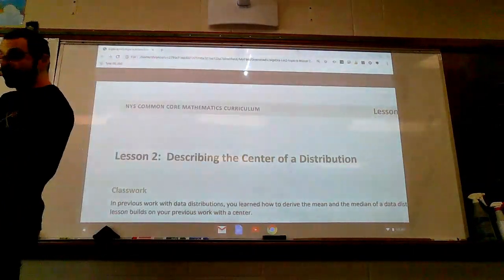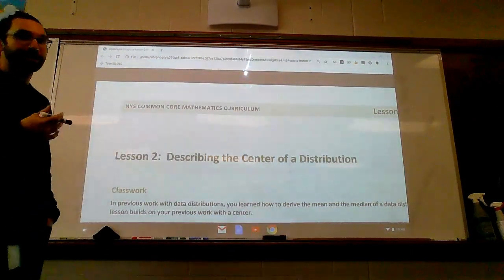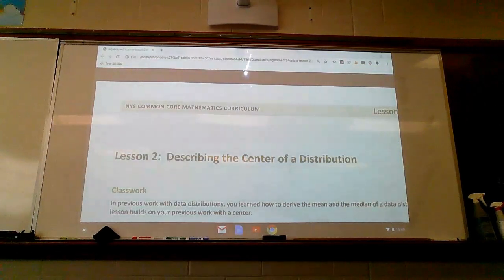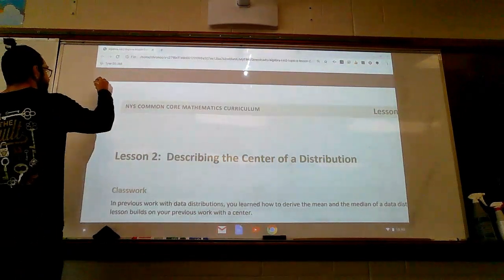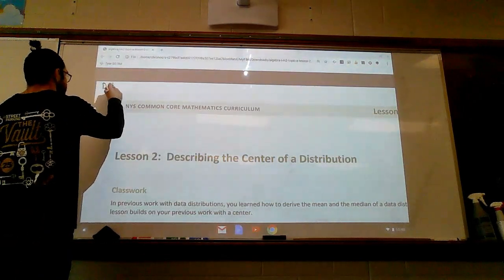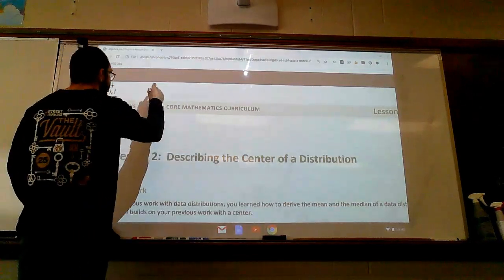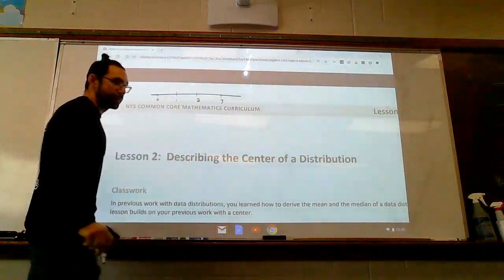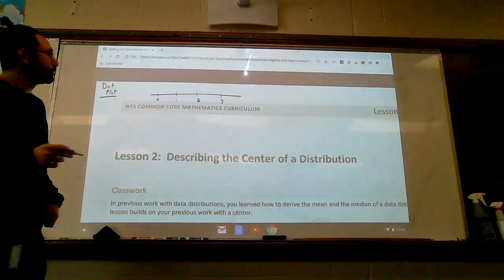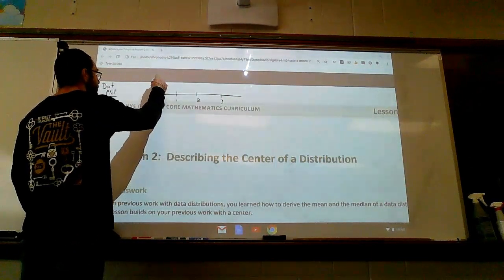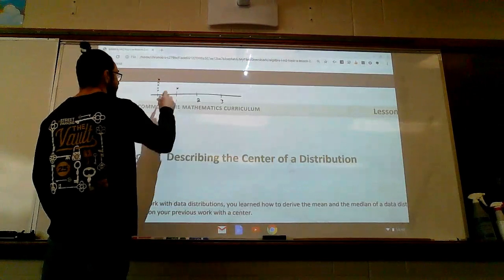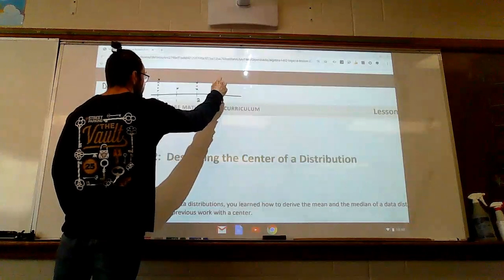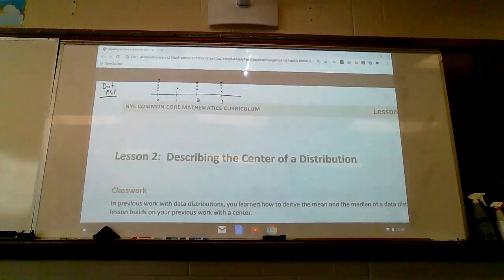We are going to do Lesson 2 in class, but there's some words that we need to know before we get involved too heavily into this lesson. So first off, you're going to learn about a dot plot. A dot plot physically says, let's say I've got 0, 1, 2, 3. 5 kids have 0 apples at lunch. 1 kid has 1 apple. 3 kids have 2. 4 kids have 3. That is a dot plot.